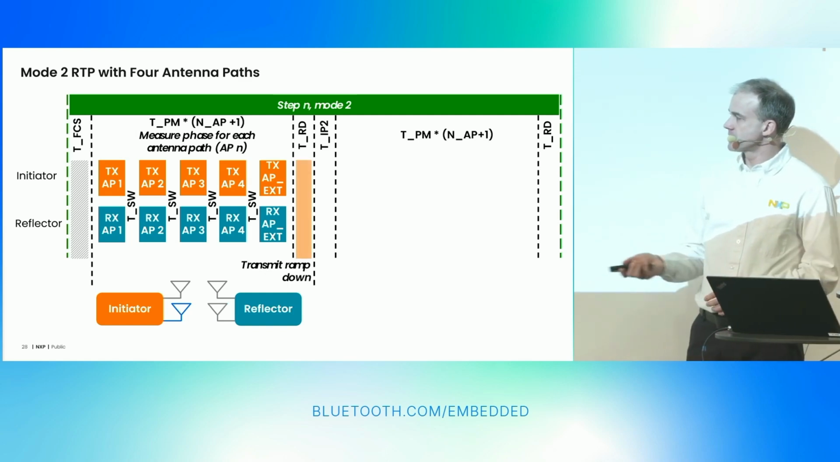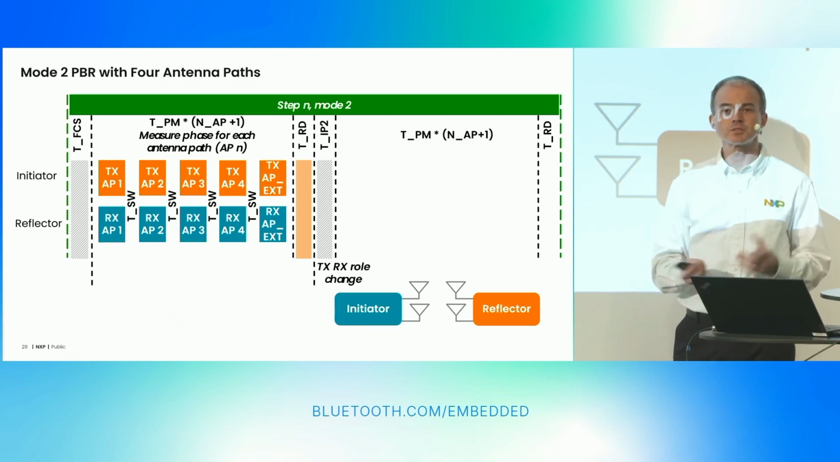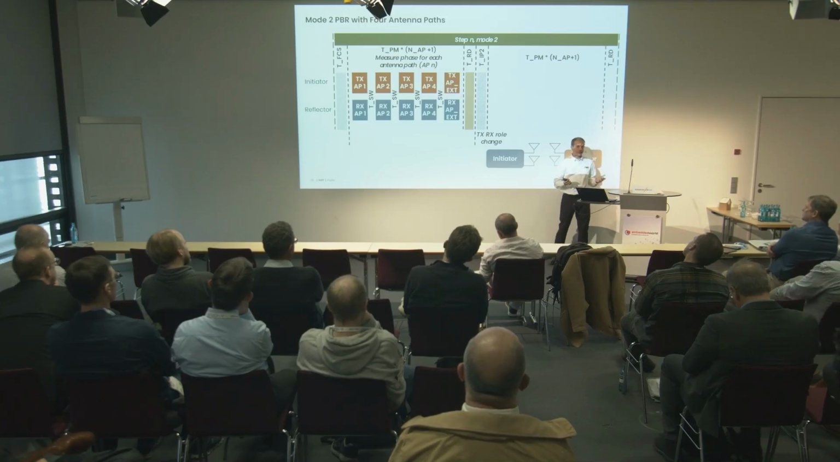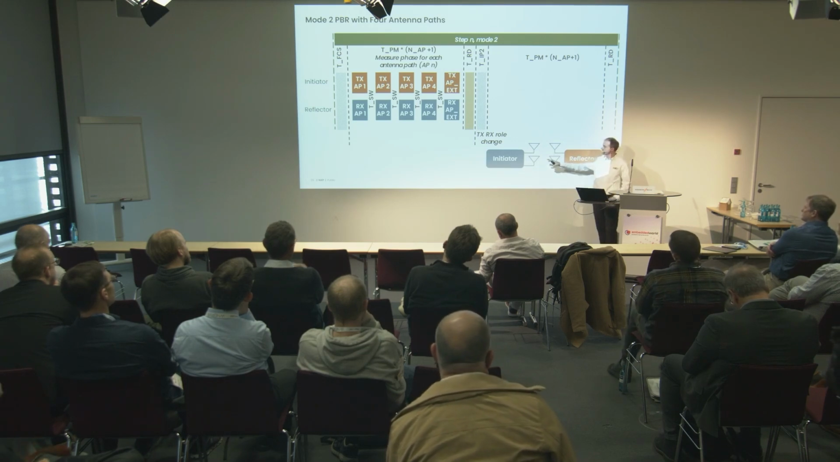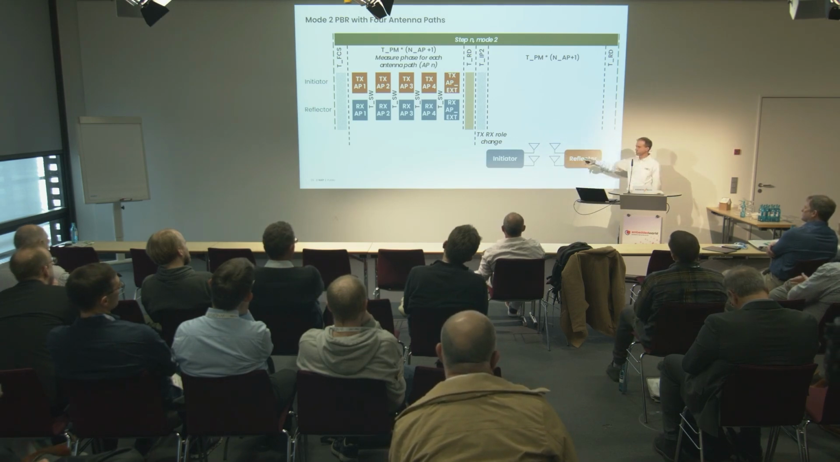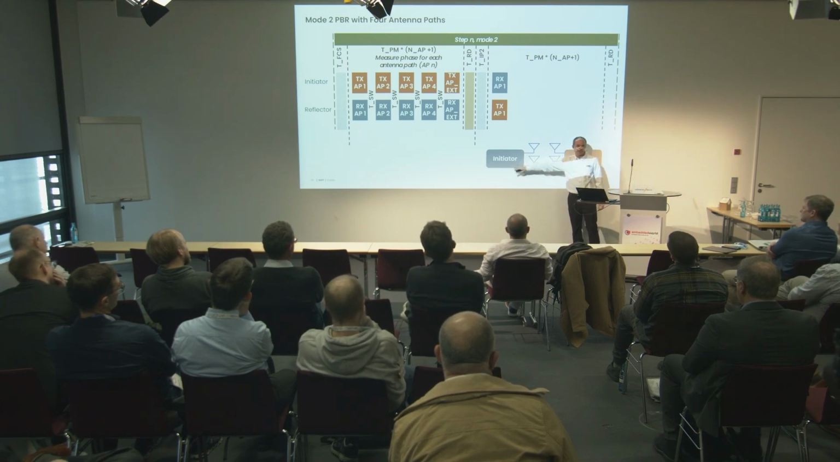And then the transmitter ramps down. It's time for that. And then the spec has time for them to switch roles. So now, and this is where that data measurement exchange is so useful, we're actually going to be flipping who's transmitting and receiving. So now the reflector is going to transmit to the initiator. And so we'll do the same steps, just reversed.